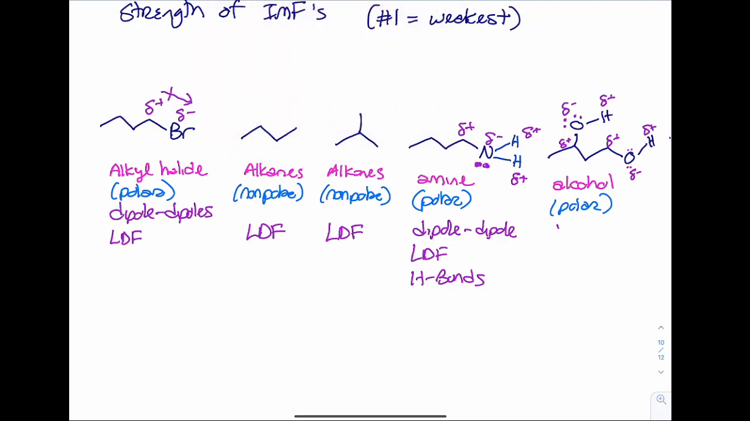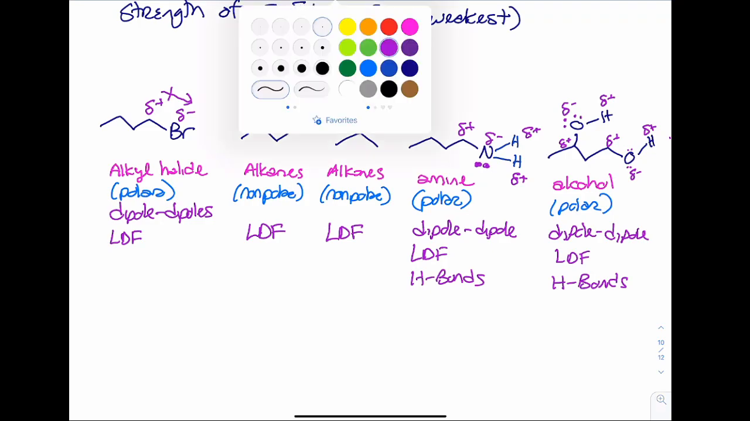Anytime it's polar, you're always going to write down dipole-dipole because all of our polar molecules are going to have it. We're always going to write down London dispersion forces because it has electrons. And then this one also has hydrogen bonds, right? I have a lone pair on oxygen, and I have two of them. Oxygen is also bonded to hydrogen. So this one can actually form two hydrogen bonds per molecule.